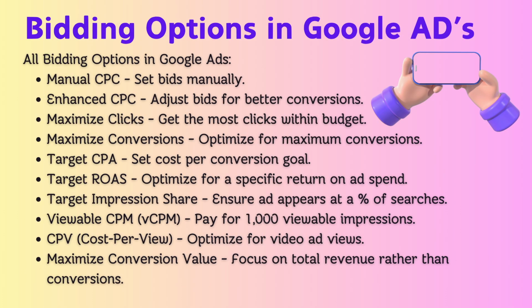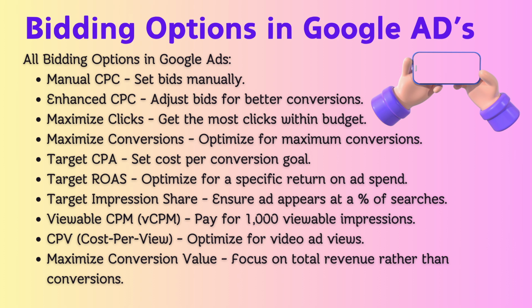And what are the options available in bidding? All the bidding options available are manual cost per click, enhanced cost per click, maximize clicks, maximize conversions, target cost per acquisition, target return on ad spend, target impression share, viewable cost per thousand, cost per view, and maximize conversion value. So these are the types of bidding options.